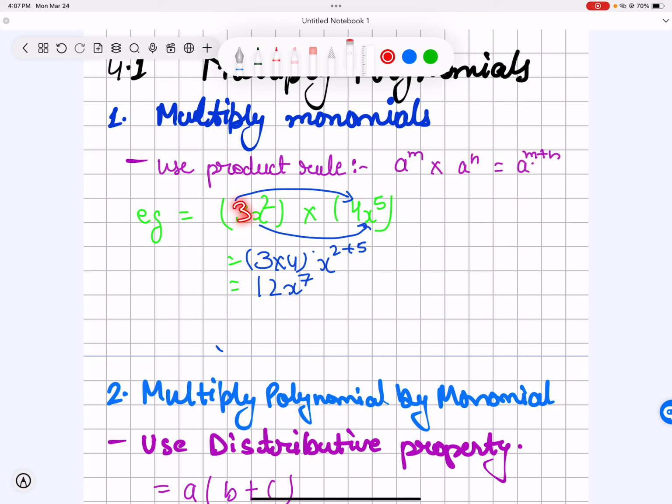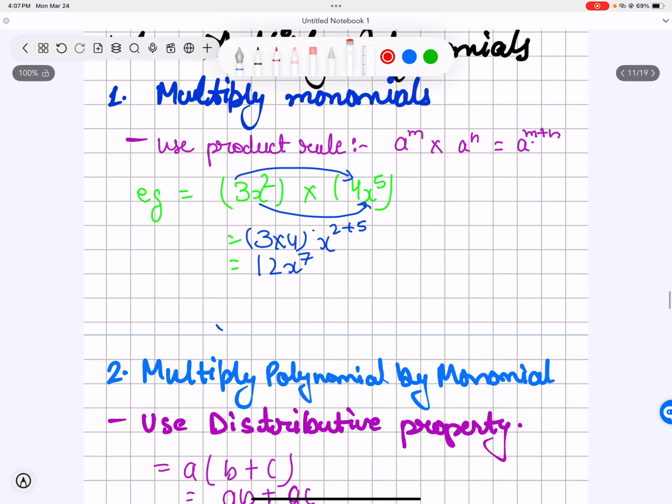For example, 3x squared into 4x to the 5, we multiply 3 into 4, we get 12, and then we keep the x as it is, the variable, and then we add its exponent value, which is 2 plus 5, is 7.